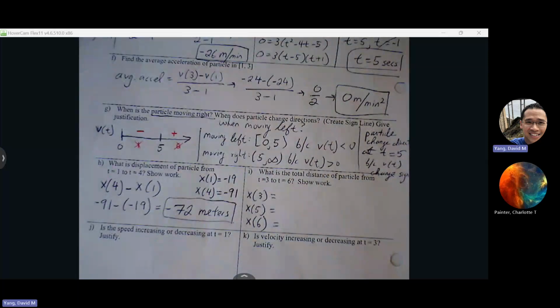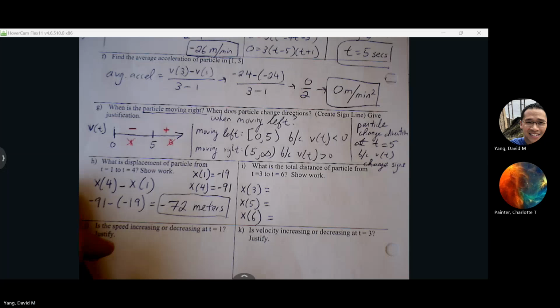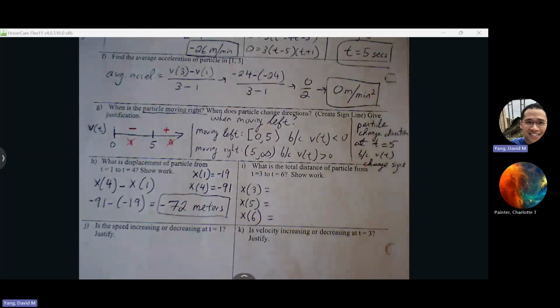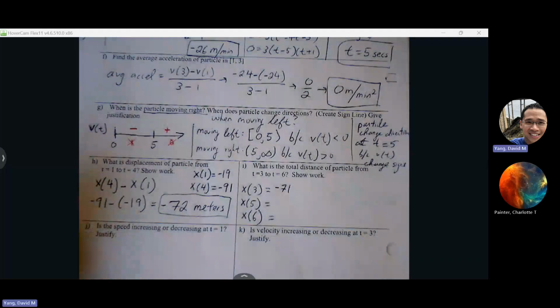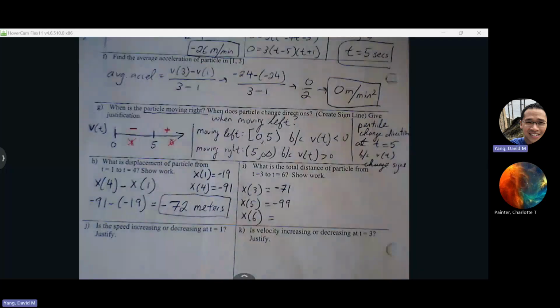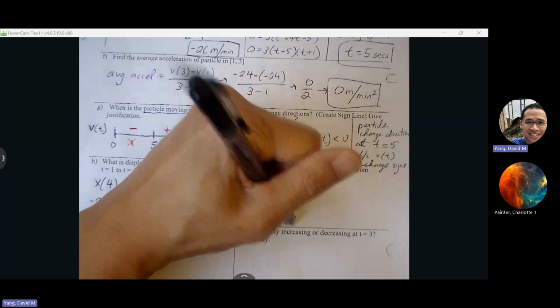And now I'm just going to find the locations of each of these moments in time for this object. And again, sorry, these numbers are not easy to plug in without a calculator. If I plug 3 into the position, I'll get negative 71. If I plug 5 into the position, I'll get negative 99. If I plug 6 into the position function, I get negative 89.